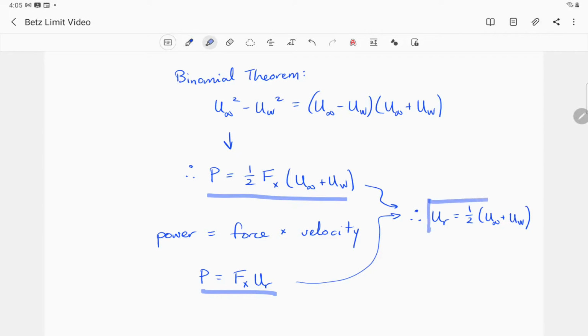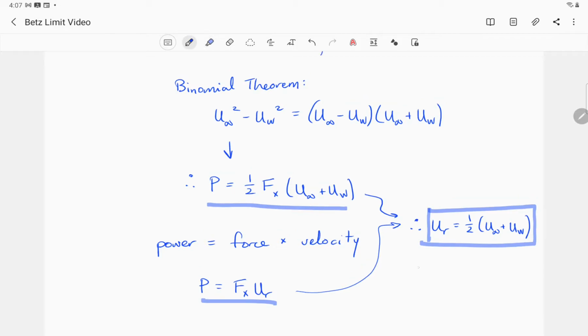Now this is crucial to being able to come to our conclusion. I'm also going to rewrite that as UW equals 2UR minus U infinity. And this expression I'm going to sub back into our original expression for power that we got from conservation of energy.